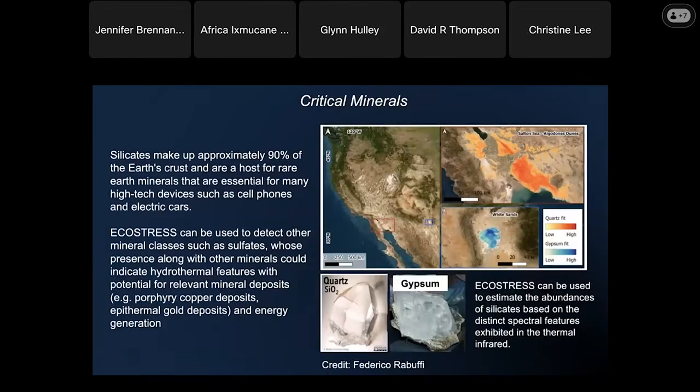Another application area that we've been growing into, or that we are supporting, is related to critical minerals and energy security. And so ECOSTRESS can be used to assess mineral classes such as sulfates, whose presence can be used alongside other minerals to indicate the potential for other relevant mineral deposits. We provide an example of that here. We also have learned that our broader community is using ECOSTRESS to detect hydrothermal features as well.